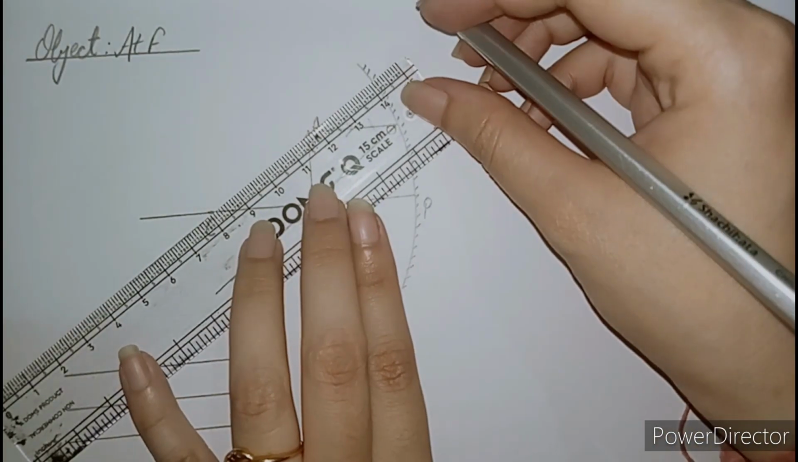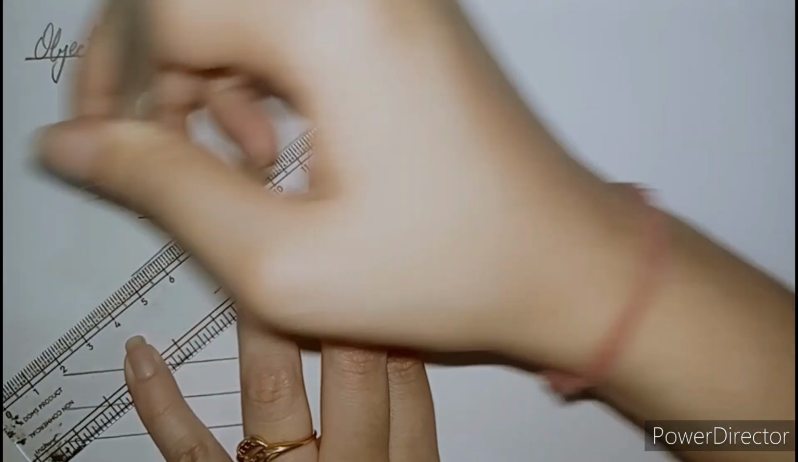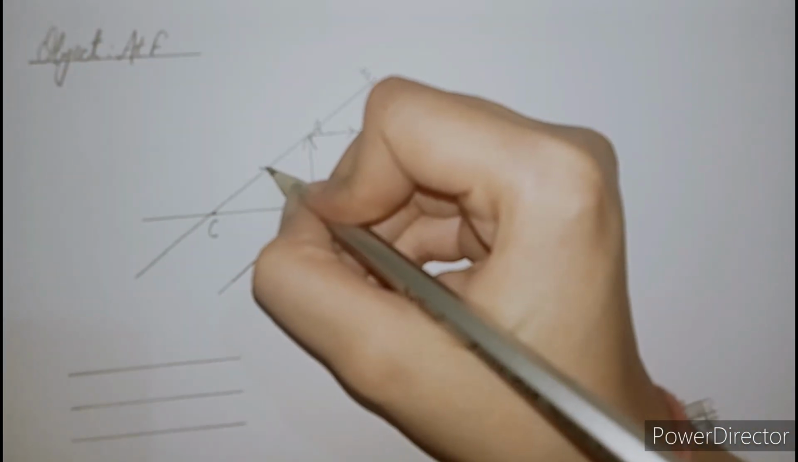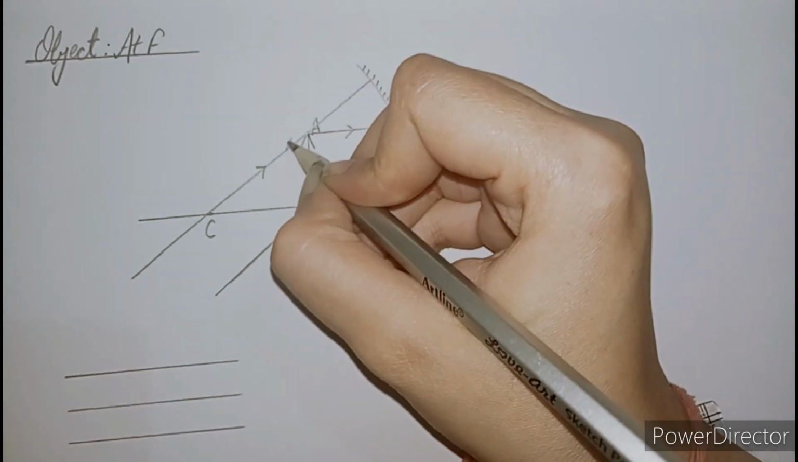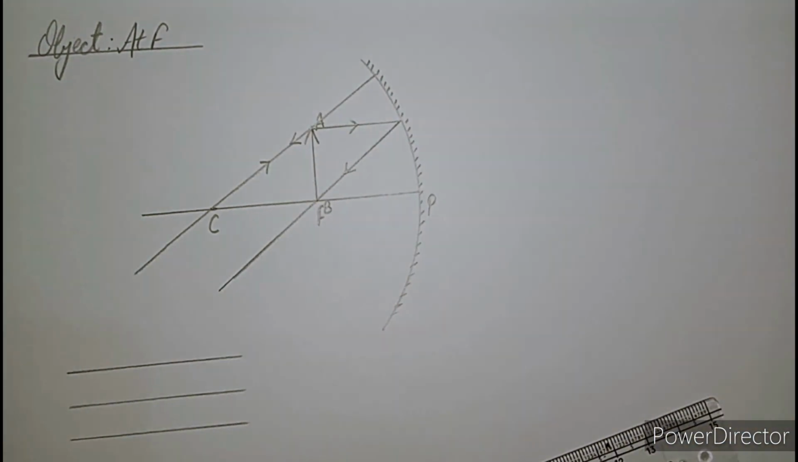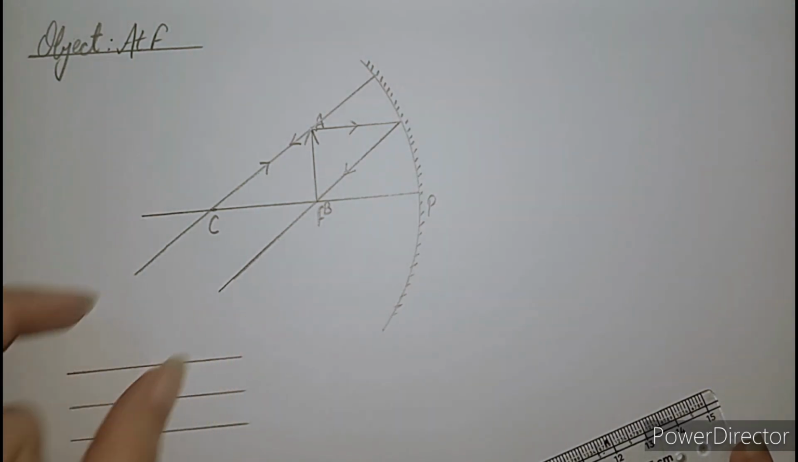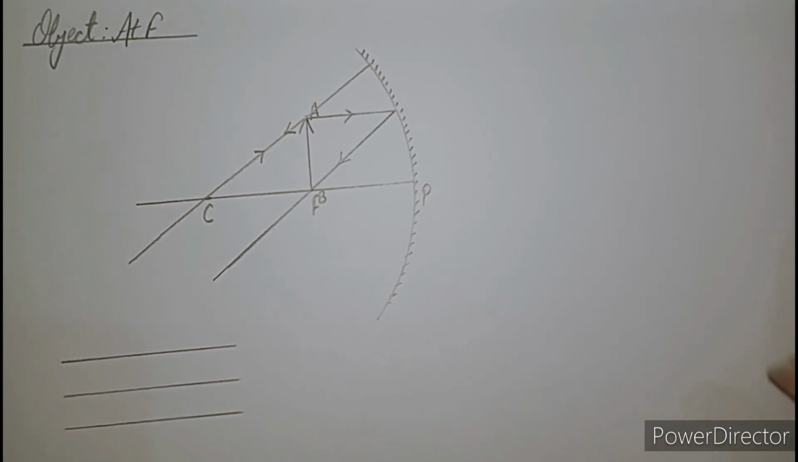And the second rule goes like, the ray is passing through the center of curvature from the top. I have passed it from the top, and we know it retraces its path. So it has gone this way, and after striking, it is coming back this way. We could notice that these rays are parallel to one another, and even on further producing them, they won't meet at a single point.